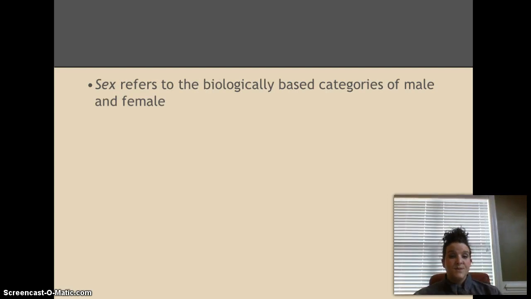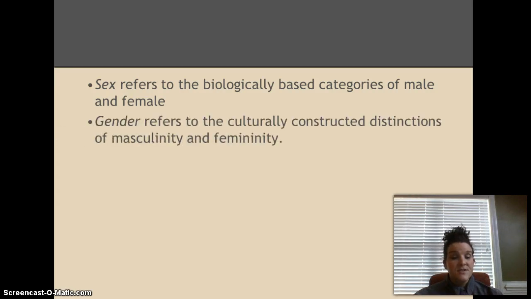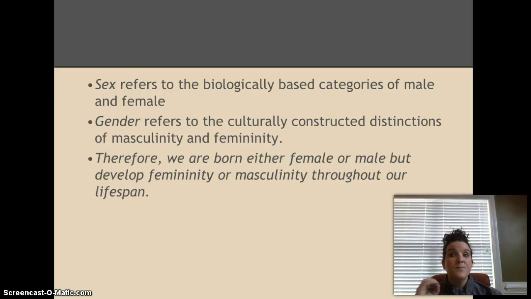Sex is going to refer to the biological based categories of male or female. Gender refers to the culturally constructed distinctions of masculinity and femininity. Therefore, and I think this is important to remember, you're born with your sex, that you are born either male or female. There are very small percentages of the population that's born with both.